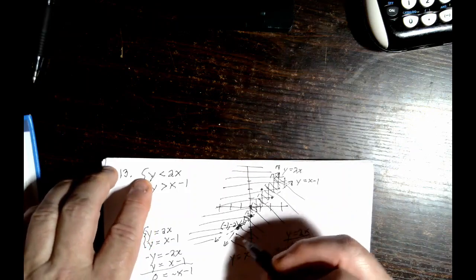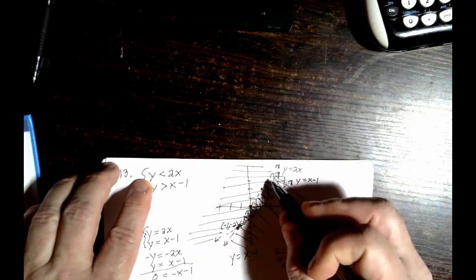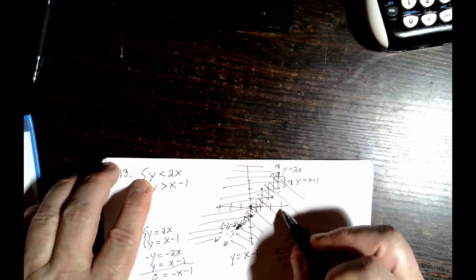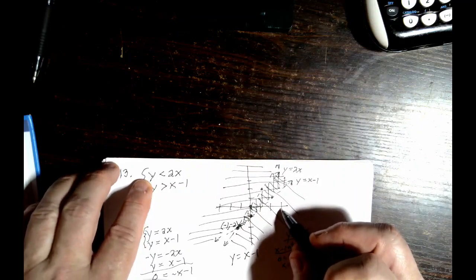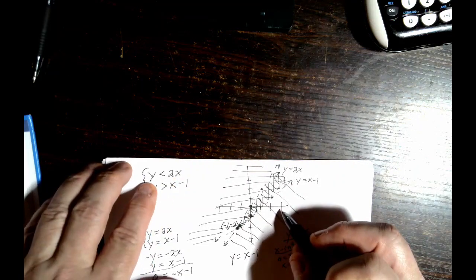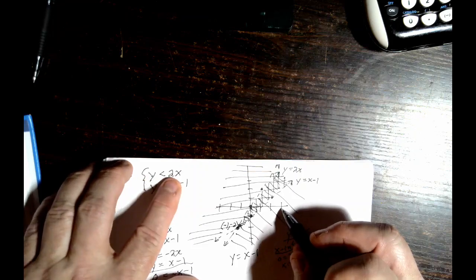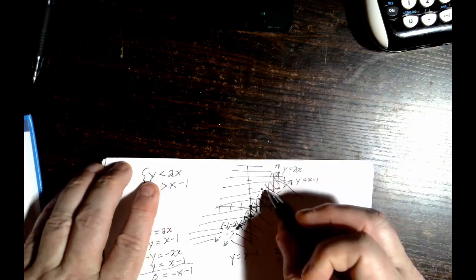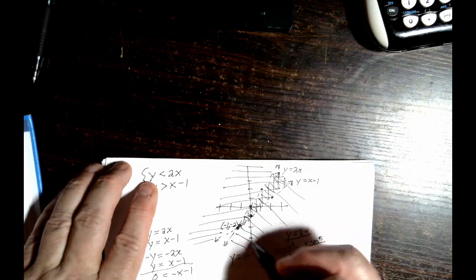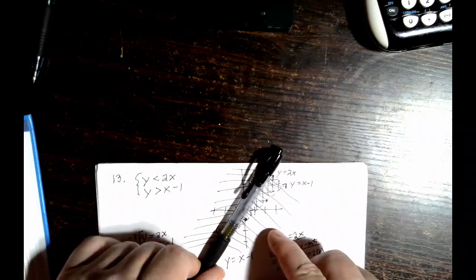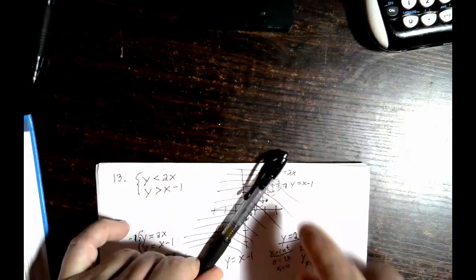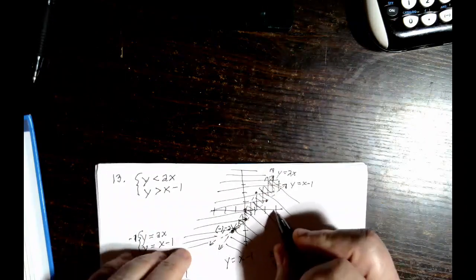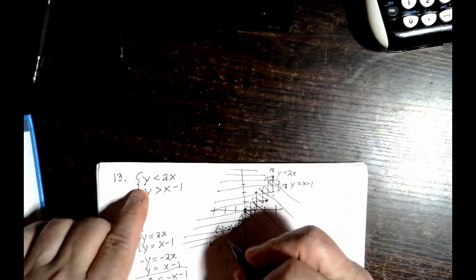Alright, so y is less than 2x, that's this guy right here. And I tried something like 3, 0. X is 3, y is 0, so is 0 less than 6? Yes. So we're going to shade this side that contains 3, 0. I'm looking at this line right here, y equals 2x. Okay? And with the inequality and the test point 3, 0 right there, I get a true statement, so I know I have to shade this side.